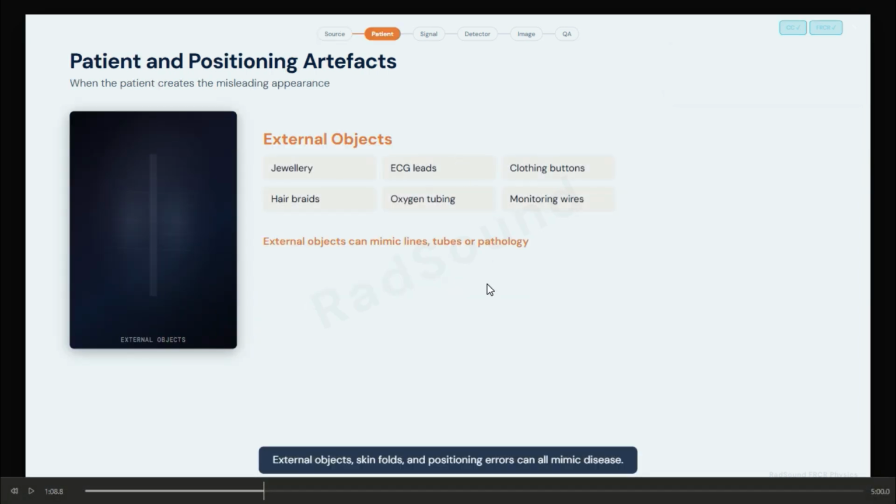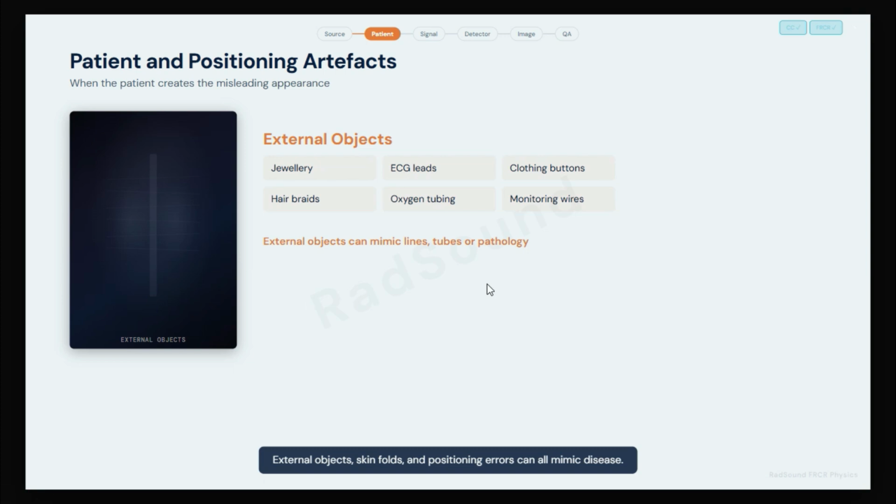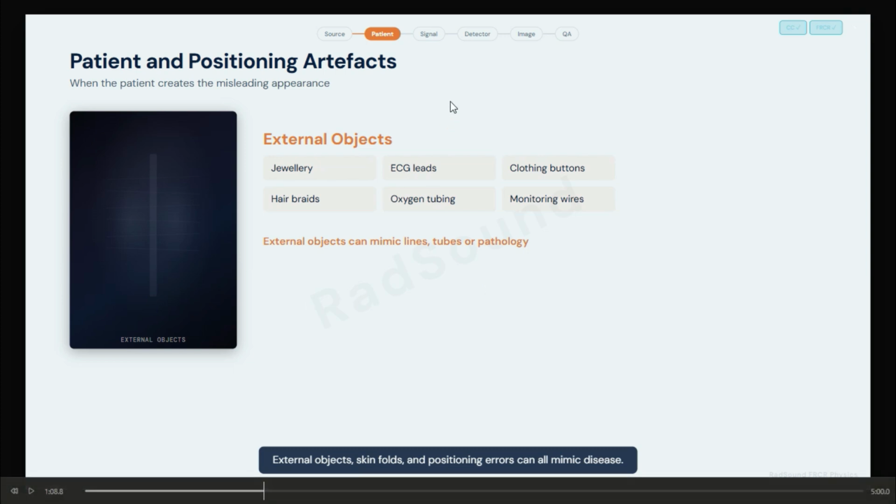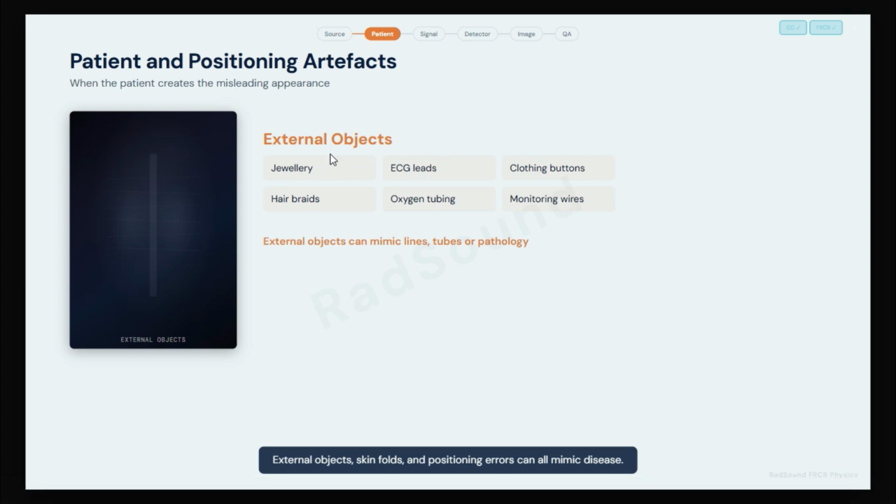At the patient level, there are a lot of things that might happen. We have a patient, and the beam goes through the patient's body. The patient might forget something on the chest while capturing a chest X-ray. You'll see a lot of things. Jewelry will appear on that chest X-ray. It may hide something in the upper or superior mediastinum, and part of the chest also.